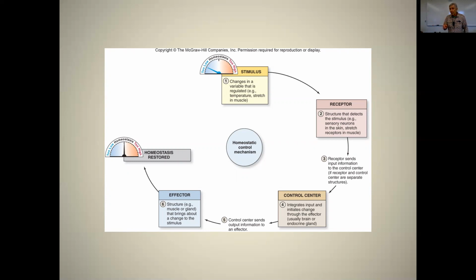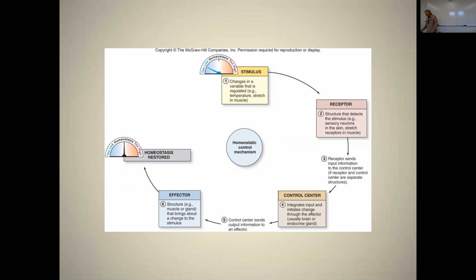An effector is going to make a change in the opposite direction from where this homeostatic variable was starting to drift. That's why it's called negative feedback. If your body temperature gets too low, you have to find mechanisms to raise it. If body temperature gets too high, you have to elicit mechanisms to lower it, always in the opposite direction from where it's drifting. That's why it's called negative. And effectors are often muscles or glands.